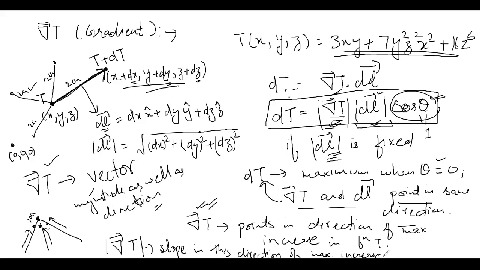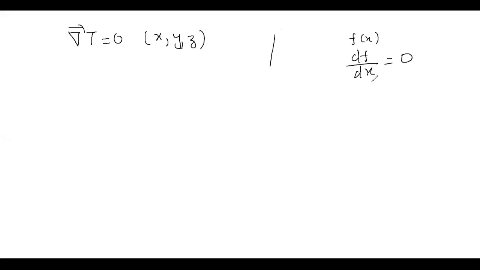Now, if your gradient is 0, what does that mean? If your gradient is 0 at any one point, what would that mean? Similarly, go back to a one dimensional function. If at any point you say that its derivative is 0, that's how you calculate the position of maxima, right? Or minima or point of inflection.